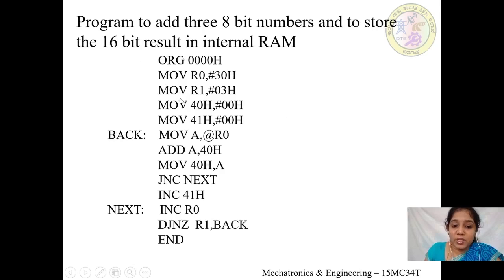Next requirement is where I am storing the results. So I am clearing the locations where I have to store the results. This is MOV 40H, #00H. What type of addressing mode is this? This is direct addressing mode. Hence, the immediate data will be moved to the memory location 40H. So 40H contents will be cleared and similarly MOV 41H, #00H. This is also direct addressing mode, and this immediate data will be put into memory location 41H.